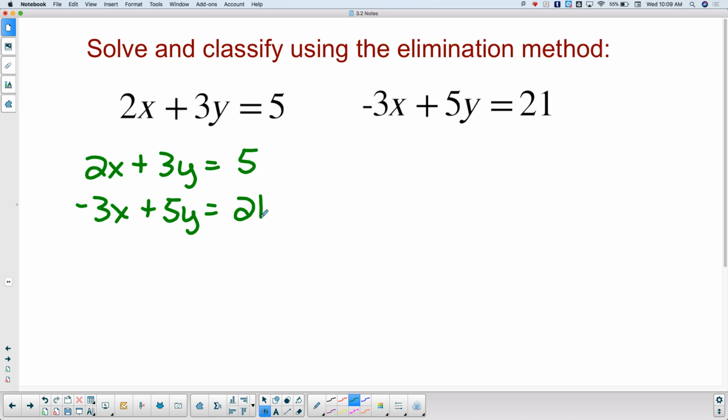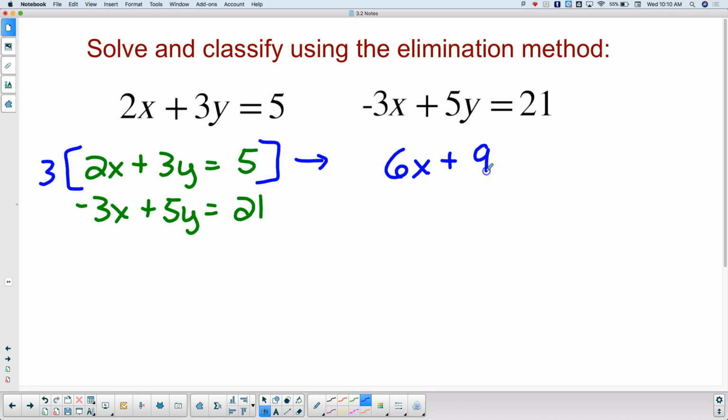Second step. Elimination method. It's in your notes. Get rid of a variable. So we've got to pick one to get rid of, right? Okay, and then we've got to adjust one or both of the equations. So which one do you want to pick? X. Okay, so if I'm going to eliminate x, that means I'm going to have to multiply the top equation by what? 3.